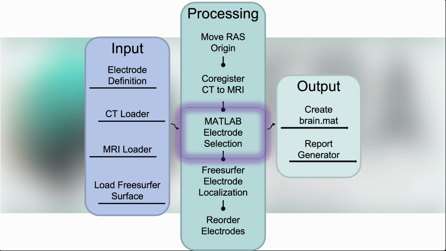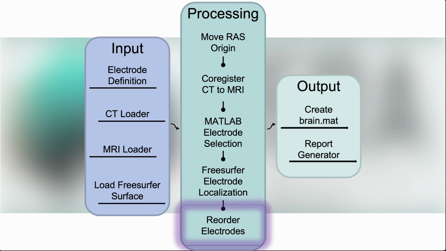space. The MATLAB electrode selection component is a semi-automated electrode localization step that thresholds the CT and uses the electrode definitions to identify the electrode locations using a maximum likelihood estimation approach. This can be used to manually or semi-automatically identify SEEG and ECOG electrode locations. The results of this component must be manually verified in Freeview using the FreeSurfer electrode localization component. The FreeSurfer electrode localization component opens Freeview and loads the CT and electrode locations to verify that the locations are correct and make any necessary changes.